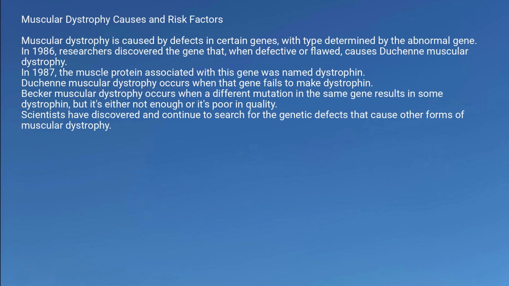Becker muscular dystrophy occurs when a different mutation in the same gene results in some dystrophin, but it's either not enough or it's poor in quality. Scientists have discovered and continue to search for the genetic defects that cause other forms of muscular dystrophy.